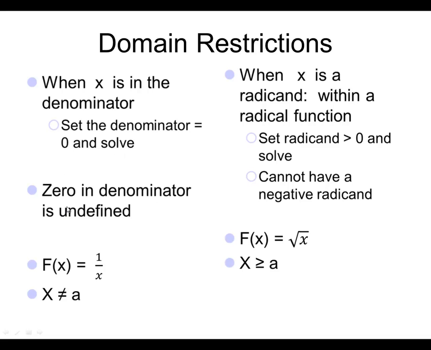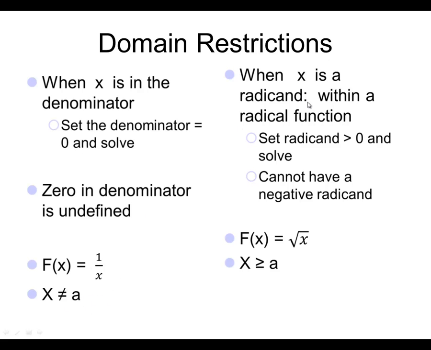So 0 in the denominator is undefined. You cannot have a 0 in the denominator. That gives us an undefined value. So therefore, whatever that value is, you solve for that, and x cannot be that value. And so we'll go through some examples of that.